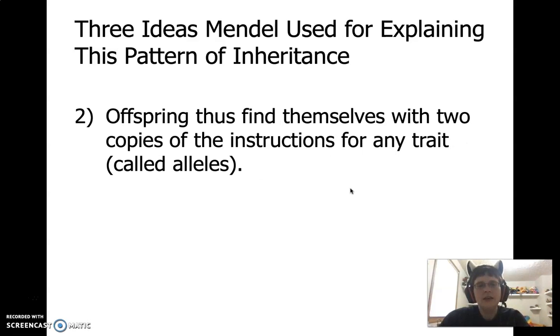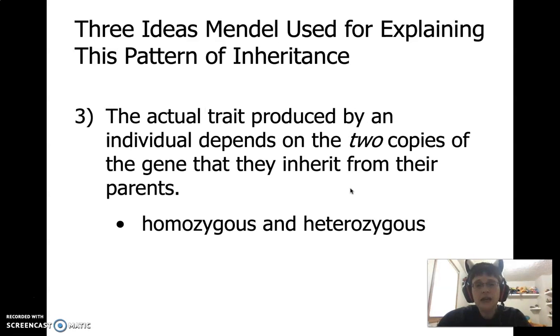Second is that the offspring therefore find themselves with 2 copies of the instruction for that trait, or 2 copies of the gene for the trait. We know them as alleles, right? Remember, allele is the different versions for any trait. So in this case, we know the alleles are purple flowers or white flowers. The actual trait produced by an individual depends on which 2 copies of that gene, of the directions, they inherit from their parents. And so this brings us to some new terms.